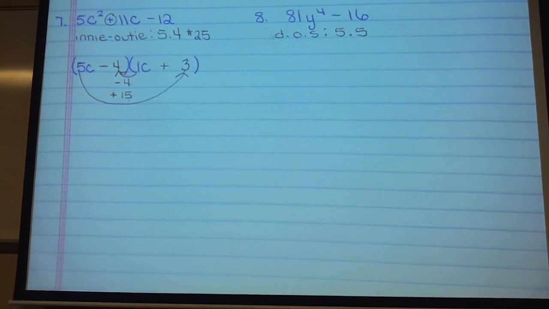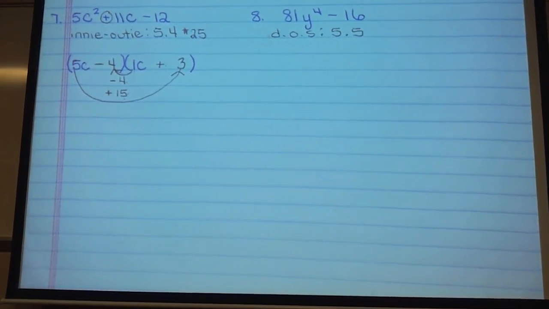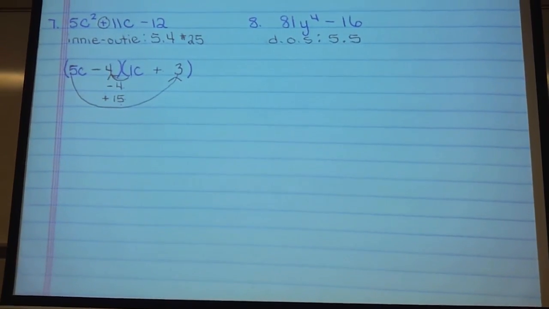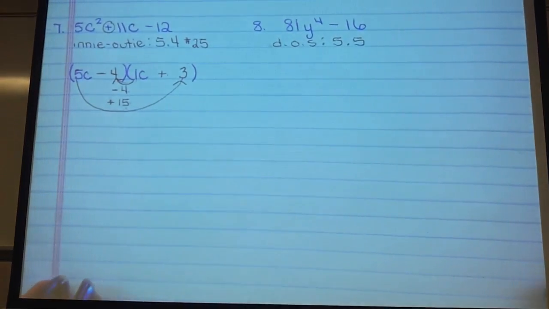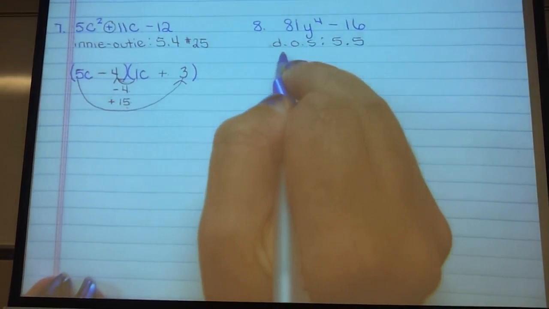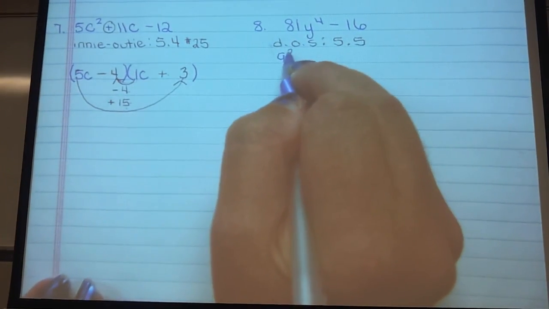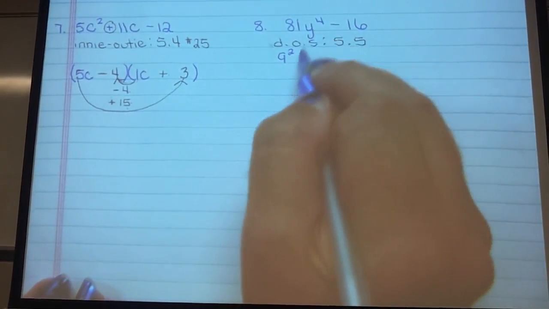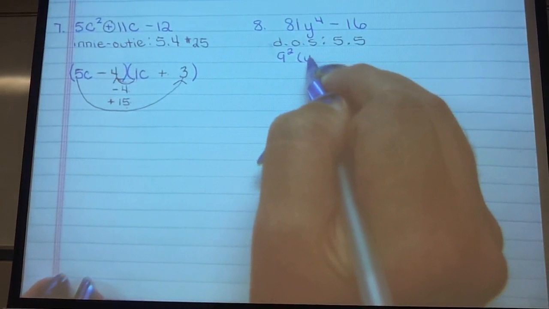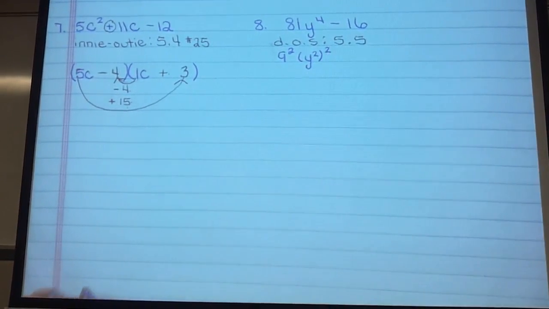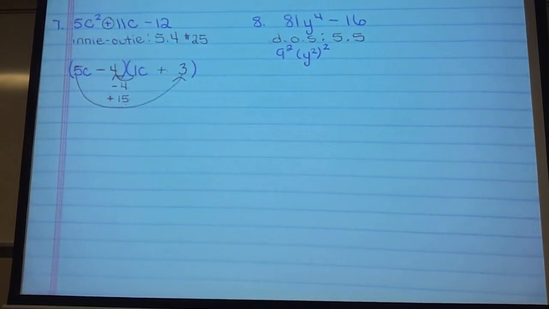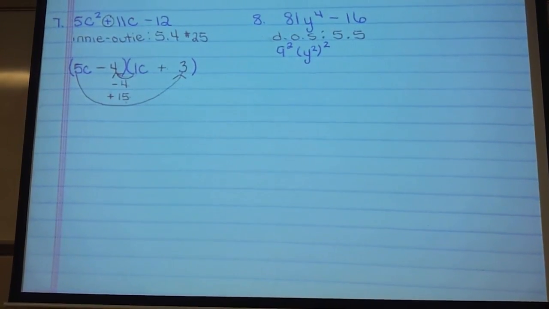All right, number 8, difference of squares. We need to write everything with a square. How would you rewrite 81? 9 squared. And remember I showed you on Thursday, when you have y to the 4th, you're going to write it like this. Y squared squared. So we know our exponent rules, 2 times 2 is just 4. So you can write it like that.